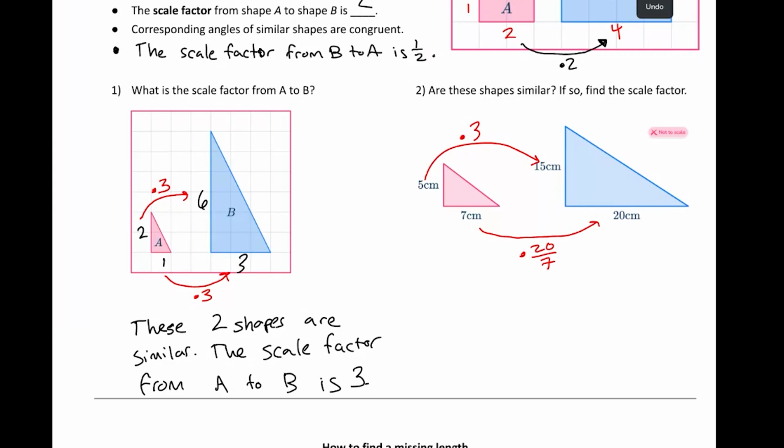And typically you're not going to be asked to necessarily find that, but you need to be able to say whether or not two shapes are similar. And so I do not have a consistent scale factor here, so no, they're not similar. And that's because they have a different scale factor.